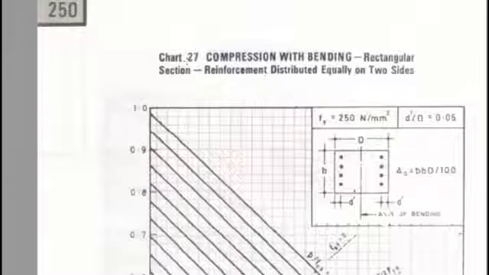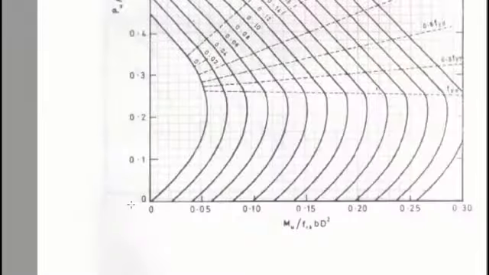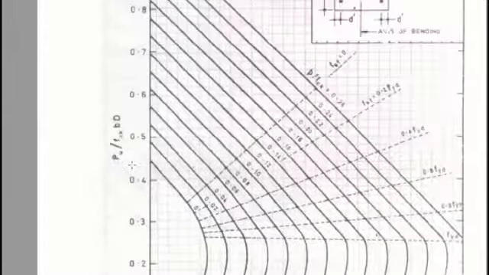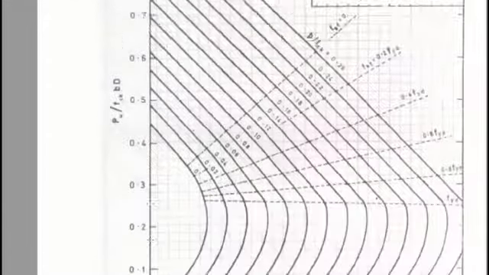Chart number 27 is for compression with bending, for the rectangular section, with the reinforcement distributed equally on two sides. These charts depend upon two values, fy and d dash by d. The horizontal axis of the chart is for Mu upon fck bd square values, and the vertical axis of the chart gives the value for Pu upon fck bd. Correct? Okay, but in this chart you can also see these curved lines, right? These curves give the value for p upon fck. Here the small p is the percentage of reinforcement.